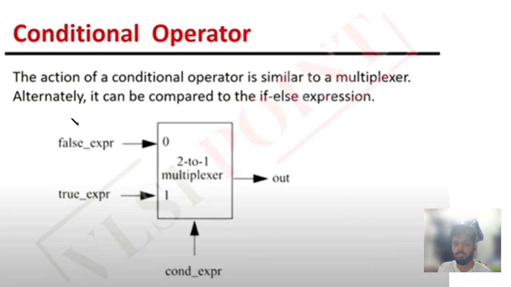Here is an example of a condition. The action of a conditional operator is similar to a multiplexer. Currently, it can be compared to an if-else expression with a true expression and a false expression. We know that first the conditional expression will be evaluated. If it is true, then it will give an output of logical 1, and if it is false, it will give a logical output of 0.